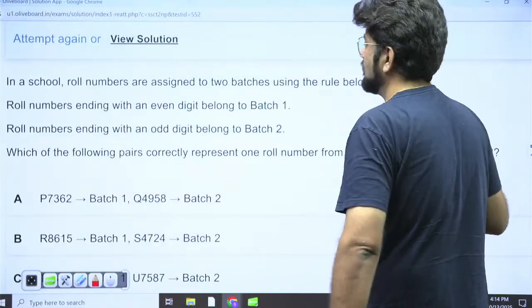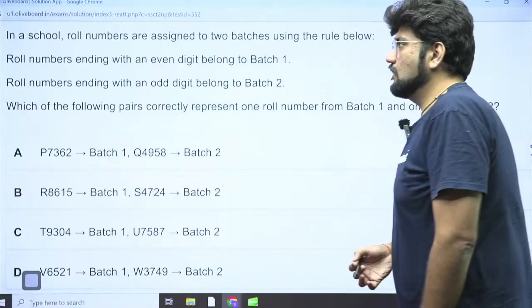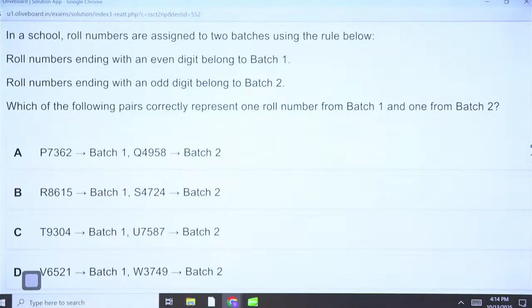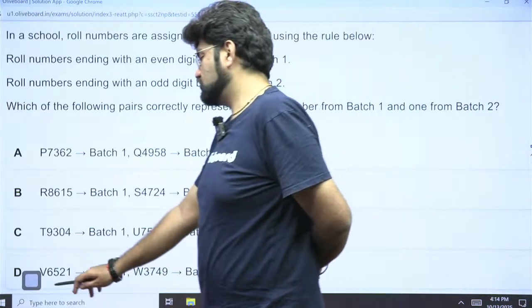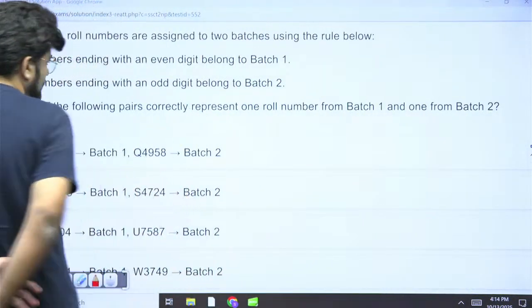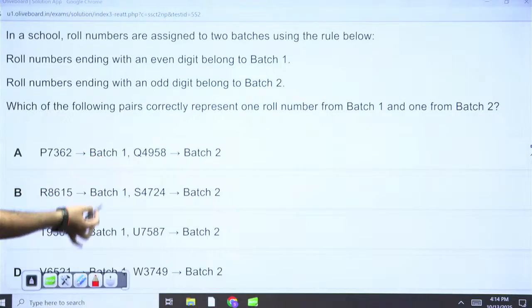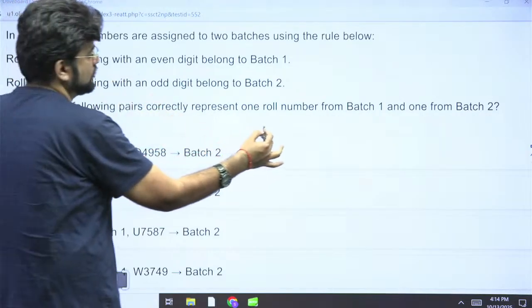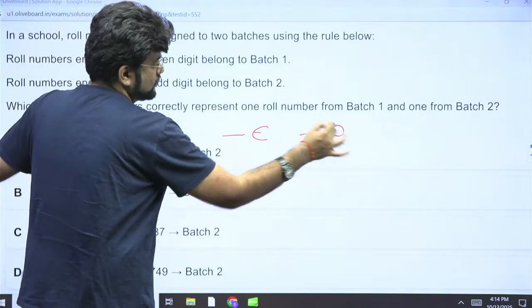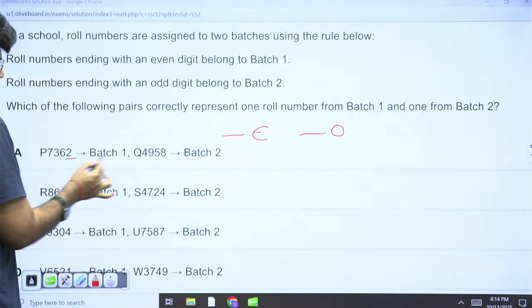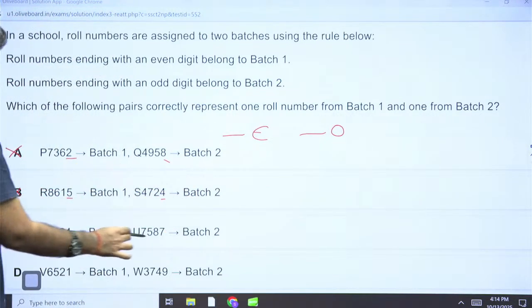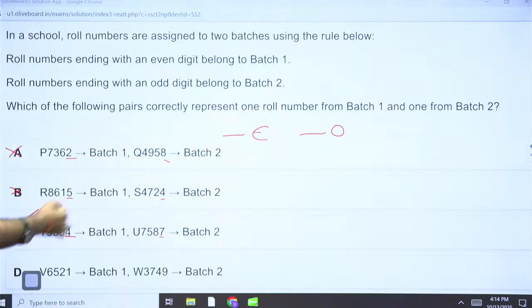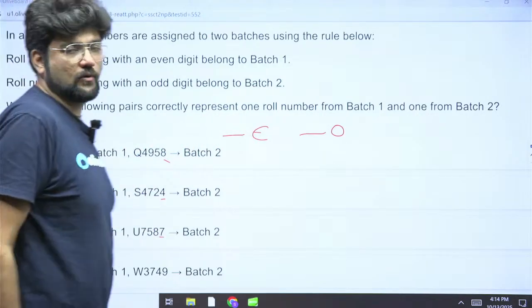These questions are common these days. In a school, roll numbers are assigned to 2 batches using the rule below. Ending with an even digit, they will belong to batch 1, and odd digit will belong to batch 2. So check. Number 1, you'll have to find a combination of even and odd. And if you observe the options, it's batch 1 and batch 2 only. So we'll have even and odd. That's all we are looking for. So this is even, no, not possible. Odd, even, not possible. Even, odd, that's what we are looking for. Option C is the right answer. That's all we care about.